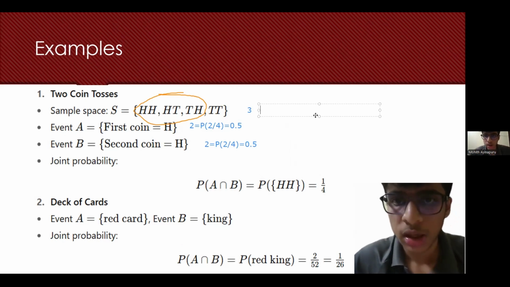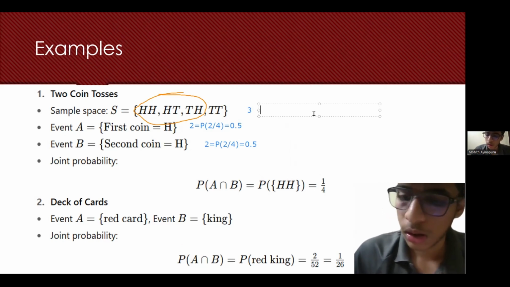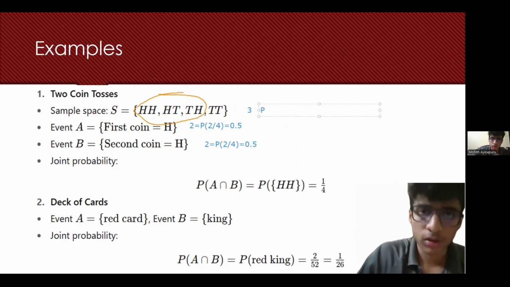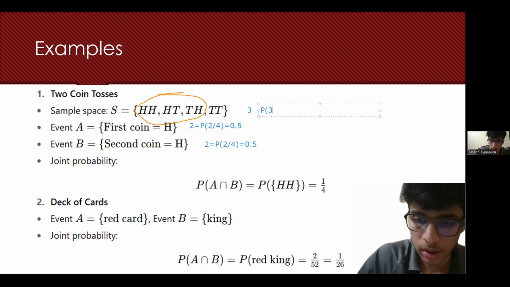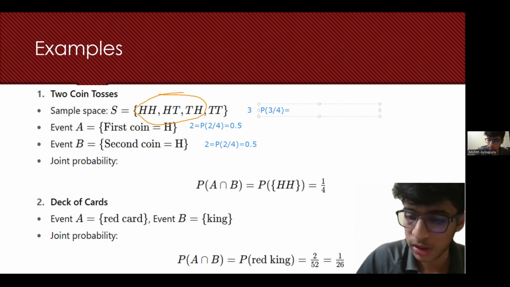So P of A union B equals 3. The total number of outcomes is 4. Favorable outcomes are 3 and the total number of outcomes is 4. So it's going to be 3 by 4. That is going to be 0.75.